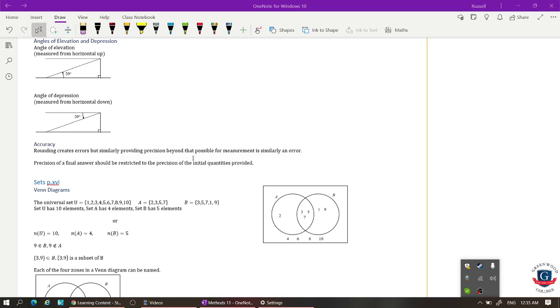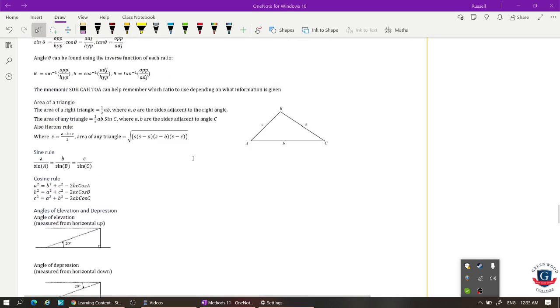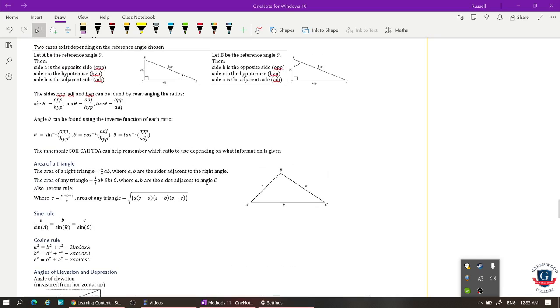It's not advised to round early. It's advised to delay rounding until the last possible moment, and then provide precision to the right level of accuracy. And that wraps up our trigonometry review.